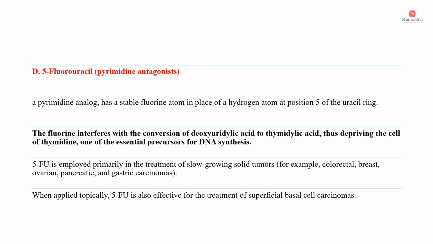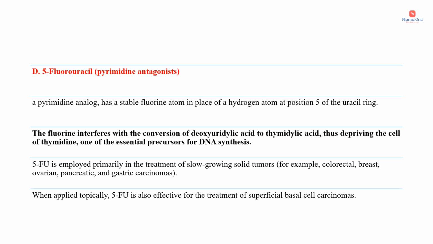Examples include 5-fluorouracil. It is a pyrimidine analog, has a stable fluorine atom in place of a hydrogen atom at position 5 of the uracil ring. That is why it got the name 5-fluorouracil. The fluorine interferes with the conversion of deoxyuridylic acid to thymidylic acid, thus depriving the cell of thymidine, one of the essential precursors for DNA synthesis. This is how 5-fluorouracil works.